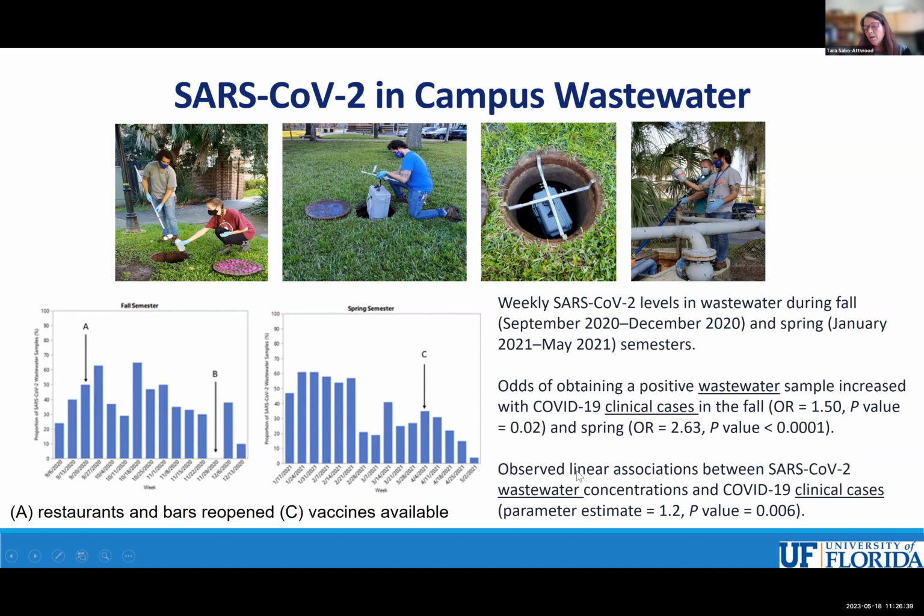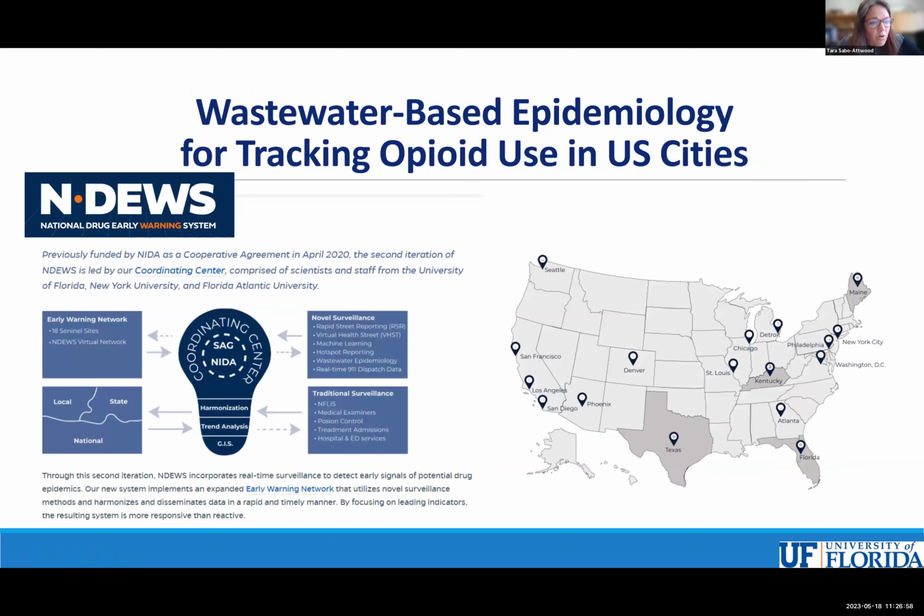Again, through a bunch of statistical analysis, we did show that there was a linear association between the virus wastewater concentrations and COVID-19 clinical cases that we were able to document on campus. So again, that's just an example of a more granular study, moving from looking at entire community to subsets of the community, in that case, residence halls.